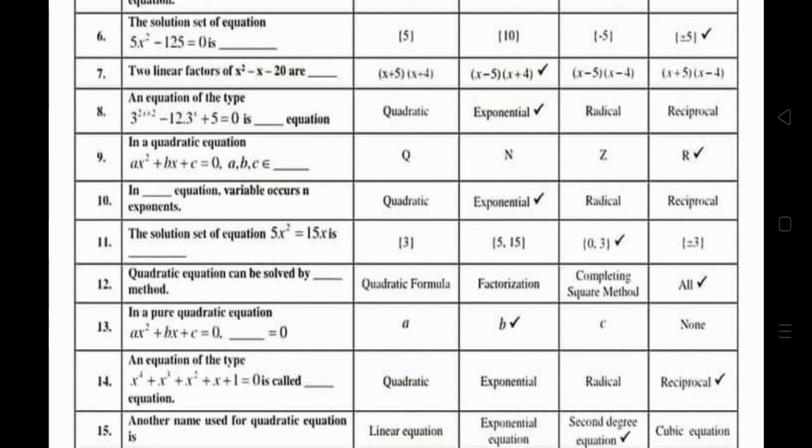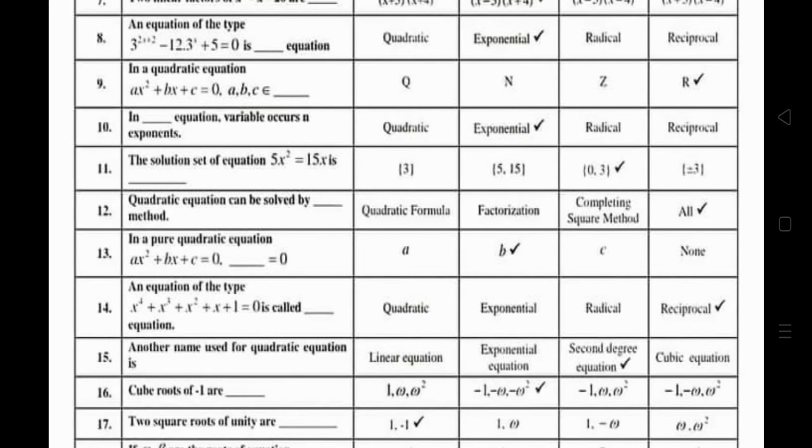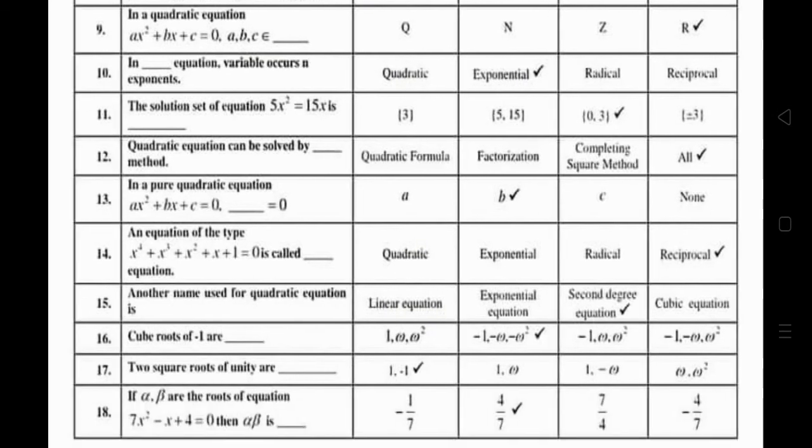In a pure quadratic equation, ax square plus bx plus c is equal to 0 and b is equal to 0. An equation of the type x4 plus x cube plus x square plus x plus 1 is equal to 0 is called reciprocal equation. Another name used for quadratic equation is second degree equation.